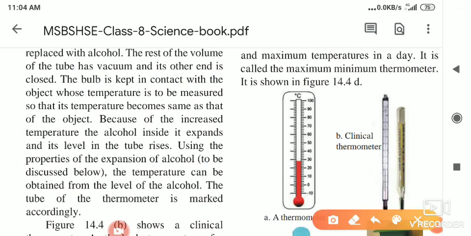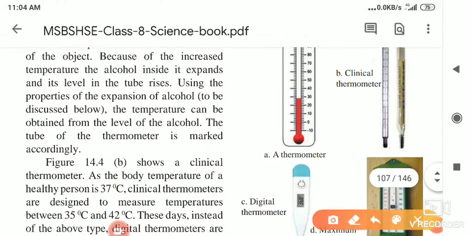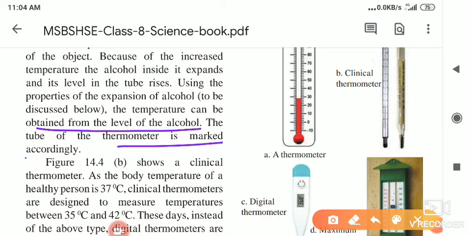Now here, because of the increase in temperature, the alcohol expands and its level in the tube rises, and using the properties of expansion of alcohol, to be discussed below, that we are going to discuss downside. The temperature can be obtained from the level of alcohol. The tube of the thermometer is marked accordingly.